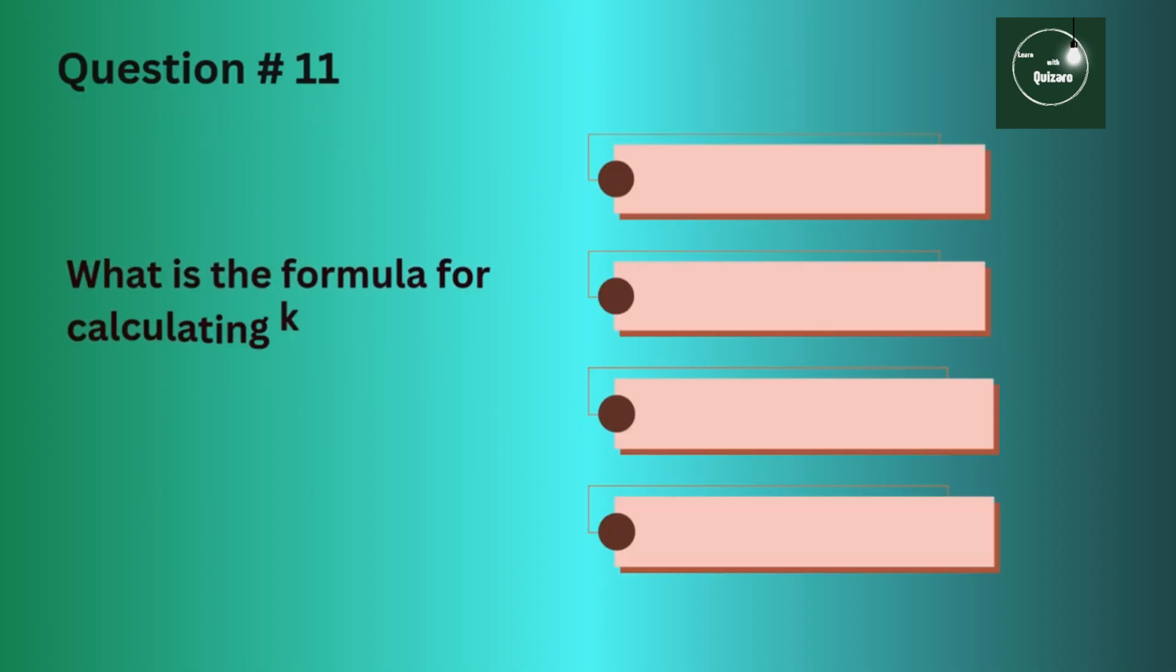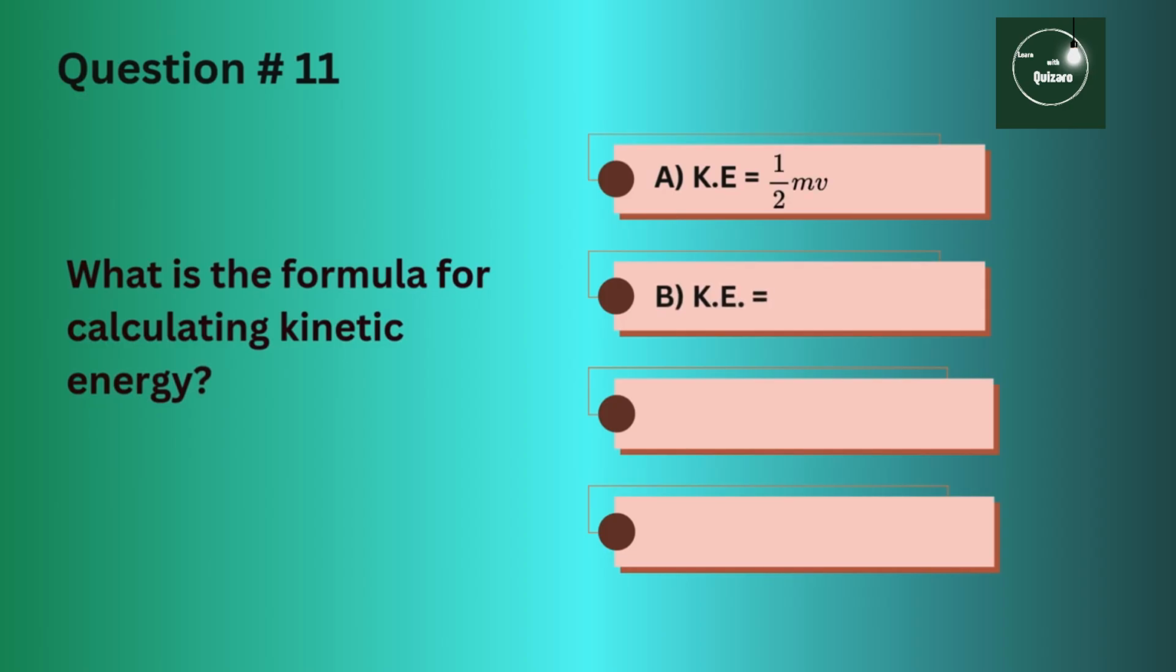Question number 11. What is the formula for calculating kinetic energy? A. Kinetic energy is equal to half mv. Option B. Kinetic energy is equal to half mv squared. C. Kinetic energy is equal to mv squared. D. Kinetic energy is equal to mvg.